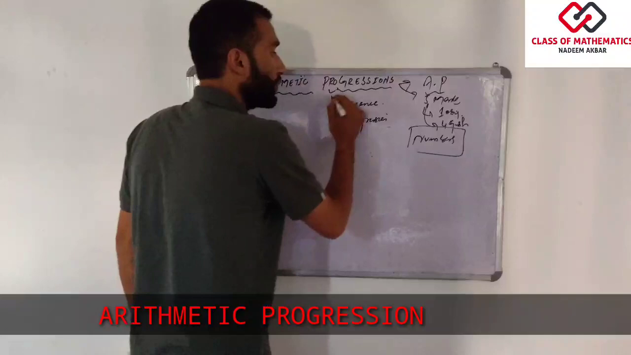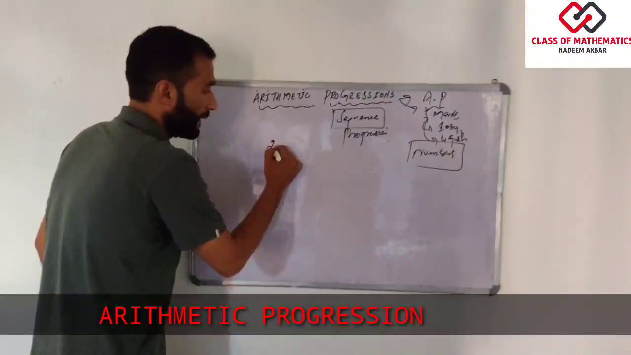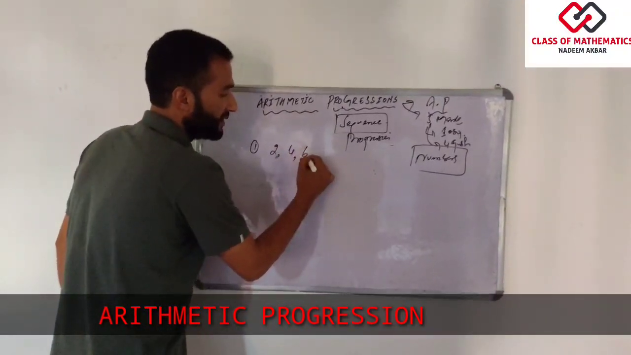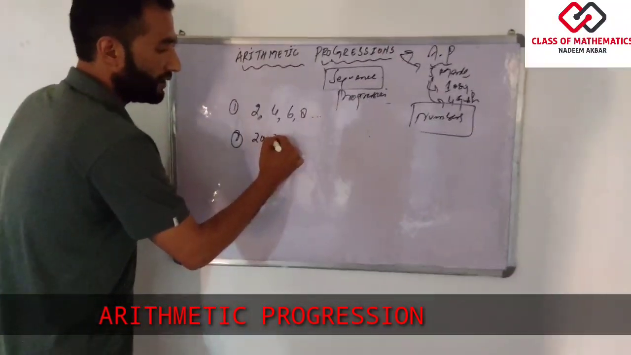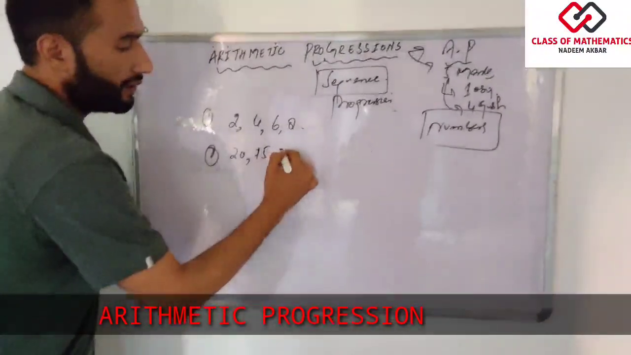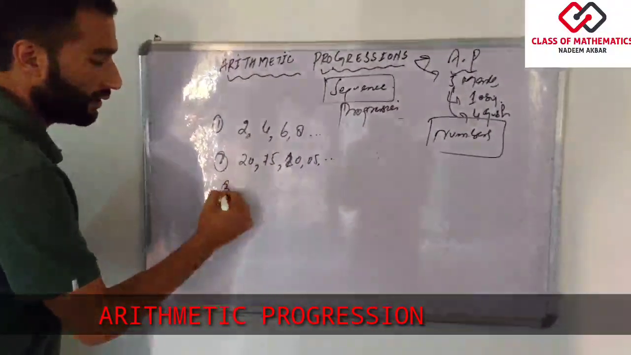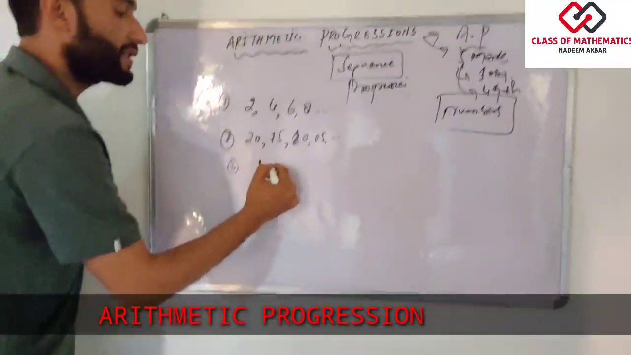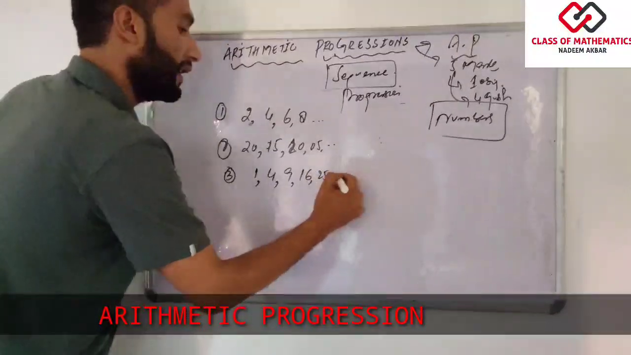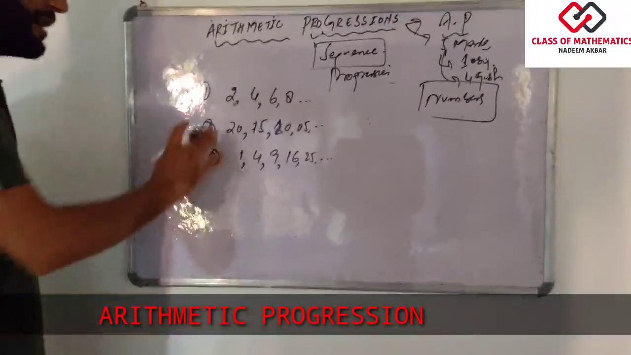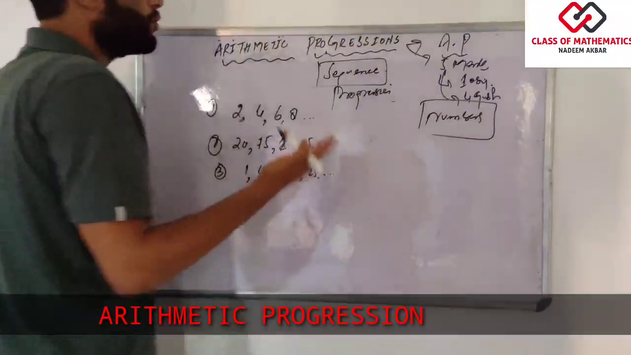Let us go to the definition of the sequence. Let me take here a few examples. Number first, it's 2, 4, 6, 8 dash. Number second, it's 20, it's 15, it's 10, it's 5 dash. Number third, it's 1, it's 4, it's 9, it's 16, it's 25 dash. Now coming to example first, example second, example third, we are trying to study the definition of the sequence. What do we mean by a sequence?